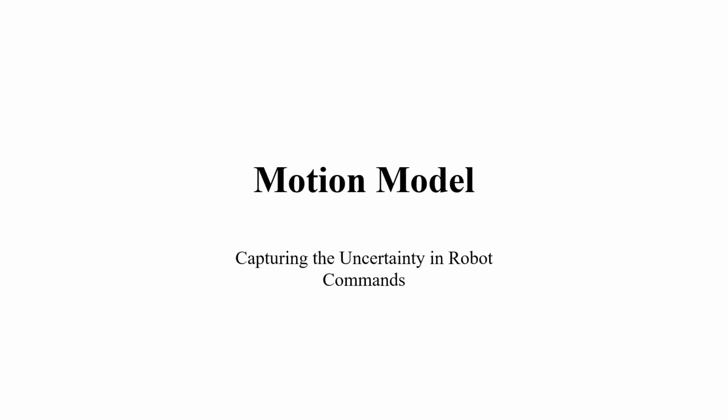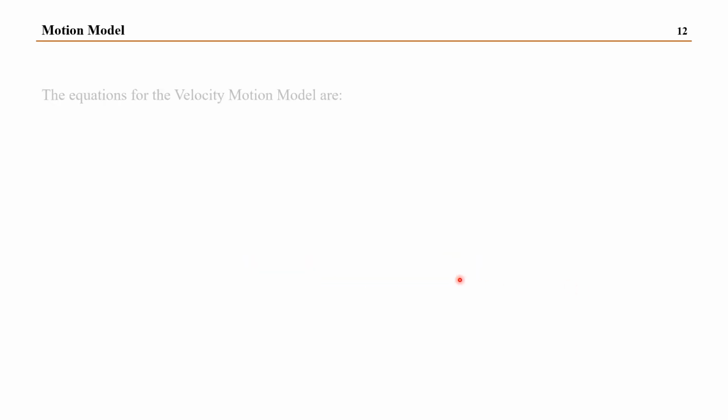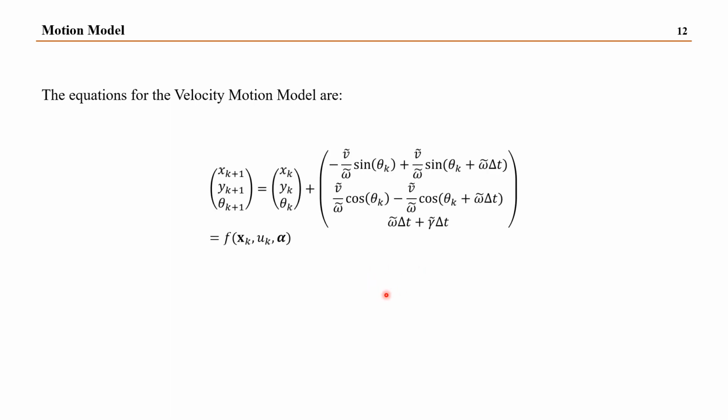Now we're going to discuss the motion model, or how we actually represent the uncertainty in the robot motion and commands. Now, the velocity motion model is actually based on some simple kinematics for an omnidirectional or a differential drive robot, and they are given by the following equation.